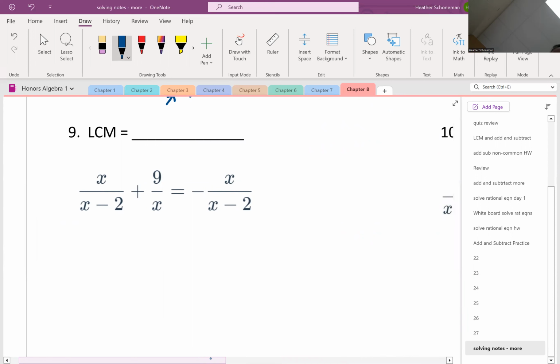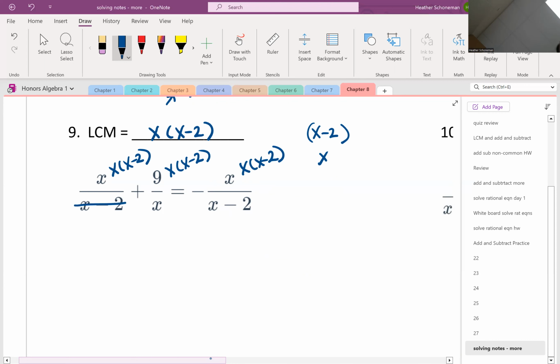So if we look at the denominators, I've got an x minus 2 and I've got an x. When you do the least common multiple, you're not combining things together, but everything has to be represented. So that is going to be my least common multiple. These are not the same thing because this is a group and that's an individual. Those are different. So my least common multiple has to represent all of that.